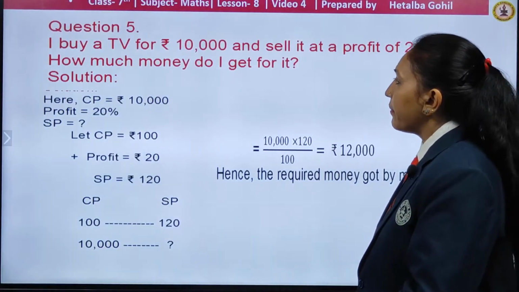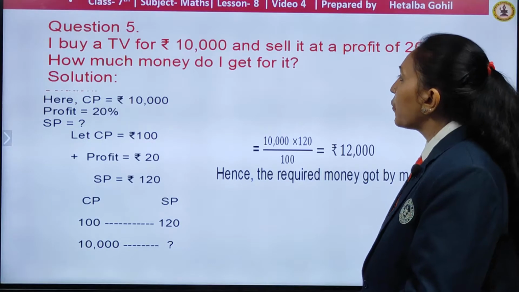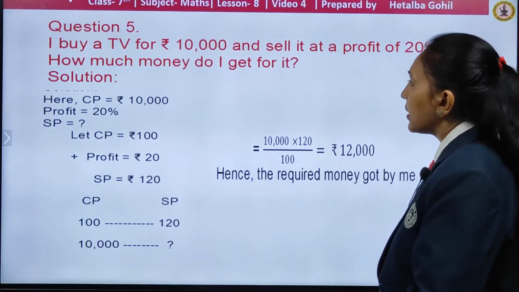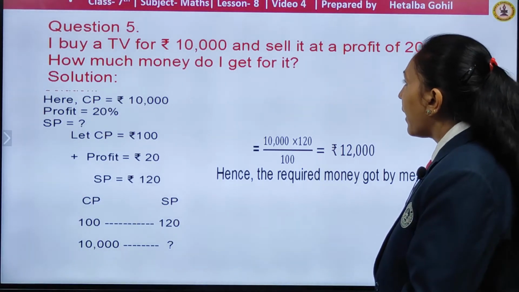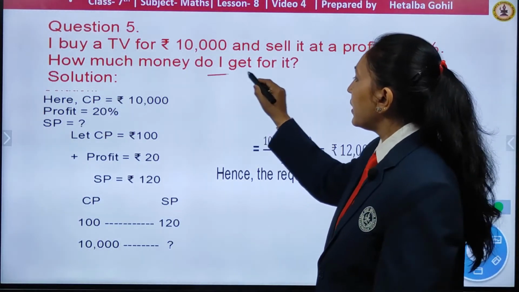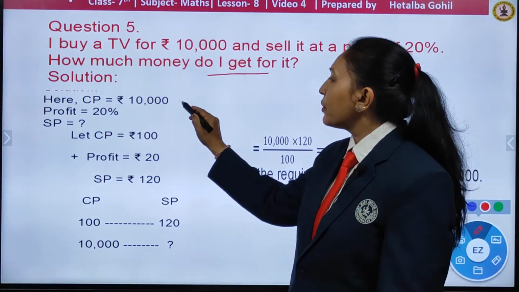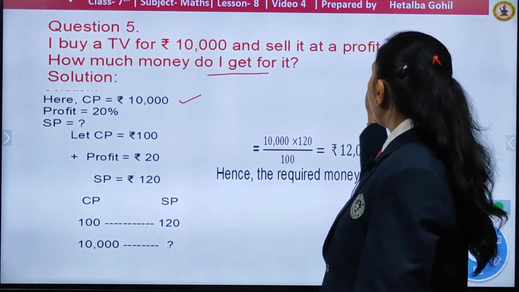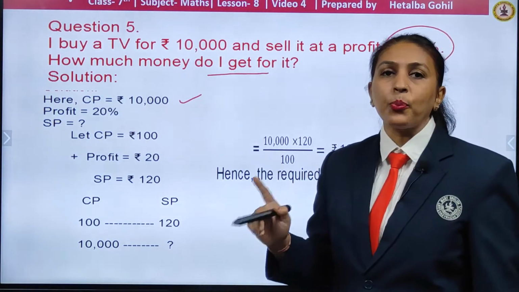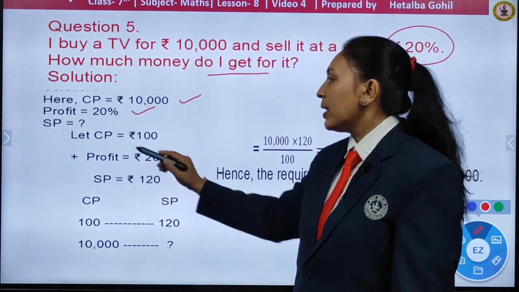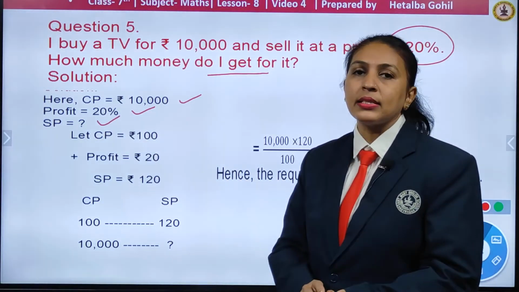Question number 5. I buy a TV for rupees 10,000 and sell it at a profit of 20%. How much do I get for it? Do I get for it means, children, you are asked the selling price. The cost price is given to you, 10,000. The profit percentage is given. This is not rupees, it is percentage. So, profit is given to you in the percentage and you are asked to find the selling price.